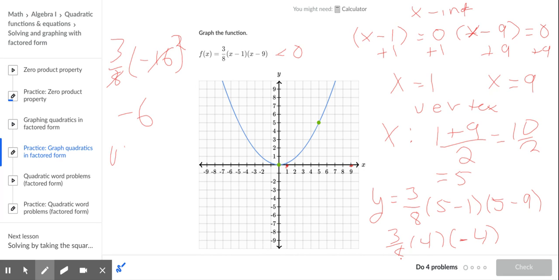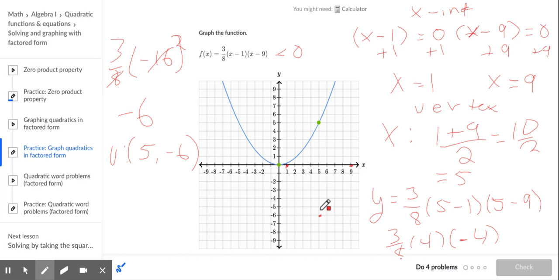So my vertex is 5, negative 6. I'm going to plot that. I'm going to go to 5, and I'm going to go down to negative 6. And that's my vertex.